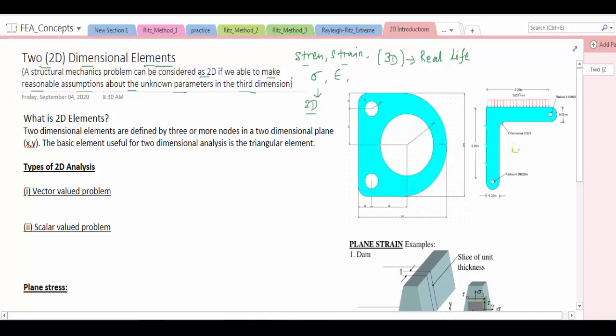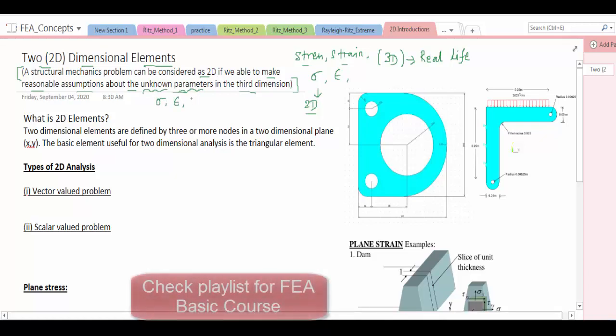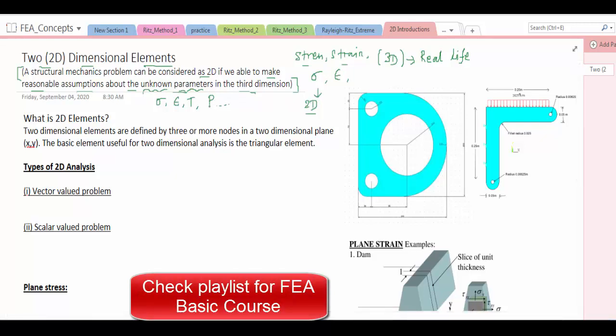Okay, so that is the problem statement. When can we go for 2D analysis? A structural mechanics problem can be considered as 2D if we are able to make reasonable assumptions about the unknown parameter. The unknown parameters are stress or strain, or it may be a scalar problem, temperature or pressure, any one. If we can assume the unknown parameter in the third dimension, we can convert the 3D problem to a 2D problem.